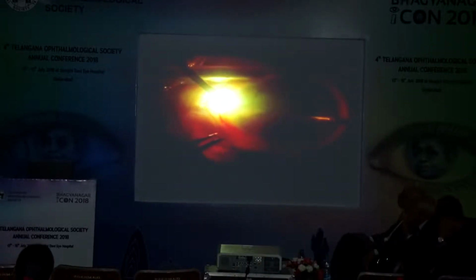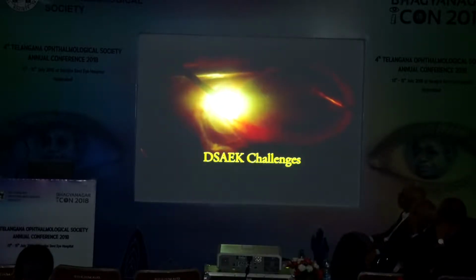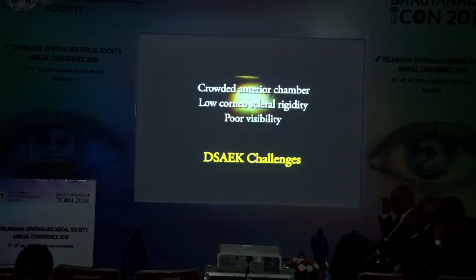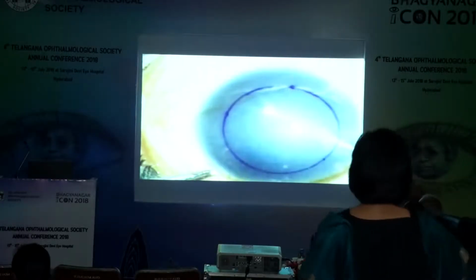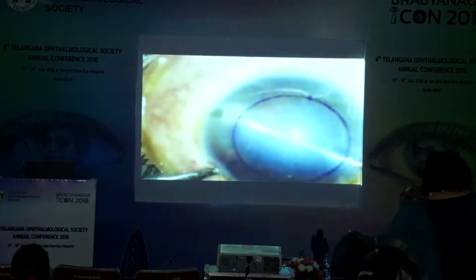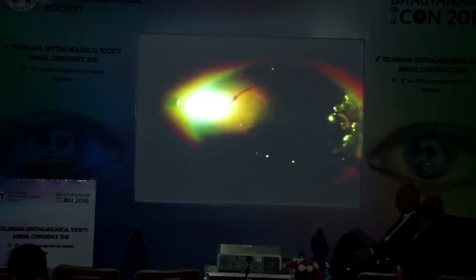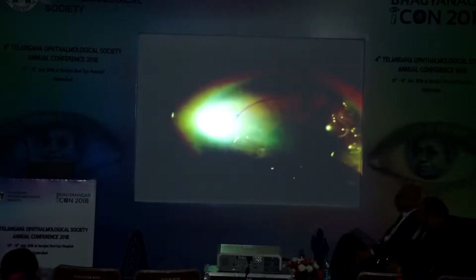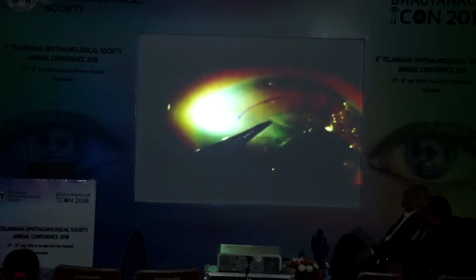DSEK in these situations presents its own challenges. The procedure is technically demanding due to a crowded anterior chamber, low corneoscleral rigidity, poor visibility, and risk of inadvertent injury to the lens and iris while performing descemetorhexis. In addition, the thick Descemet endothelial complex further compounds the DM stripping, and the inadvertent pull of the stromal fibers results in a poor interface, thus directly influencing the final stromal clarity. All these difficulties necessitated modification in the surgical steps.